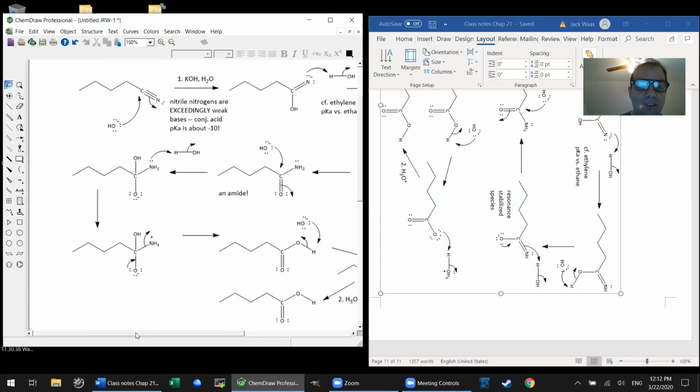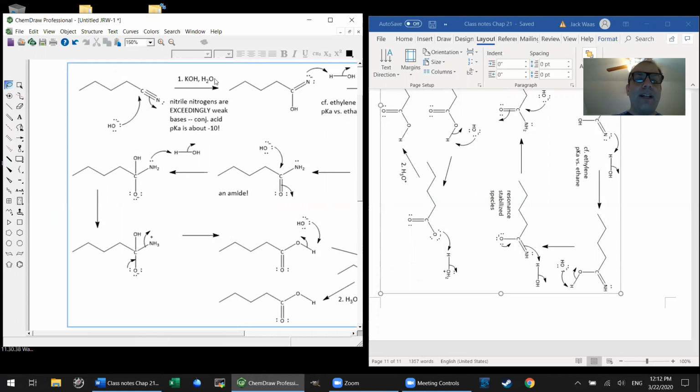Okay, so let's do the same thing. Instead of benzamide, or benzonitrile, I'm using pentanenitrile. Let's consider treating this with aqueous potassium hydroxide. And so our hydroxide ion will attack our nitrile carbon directly.